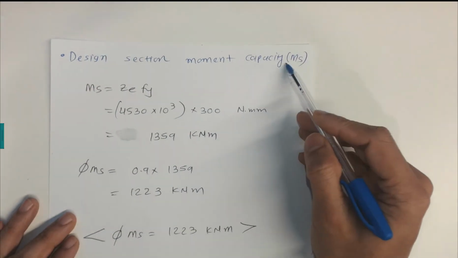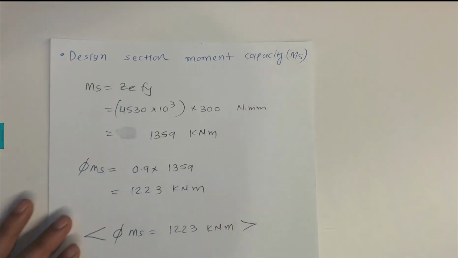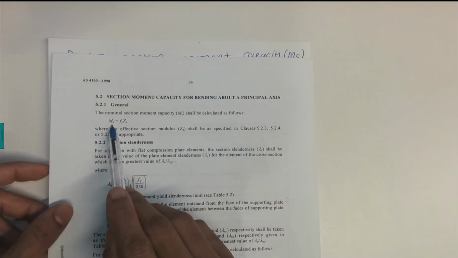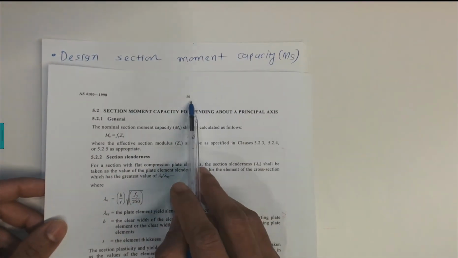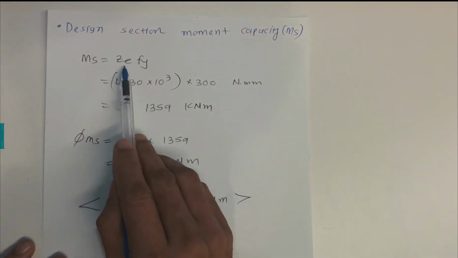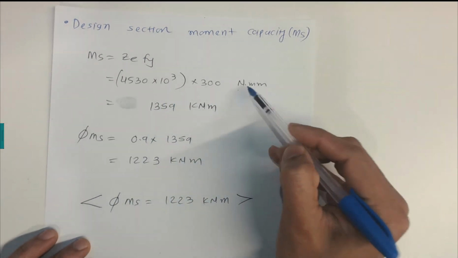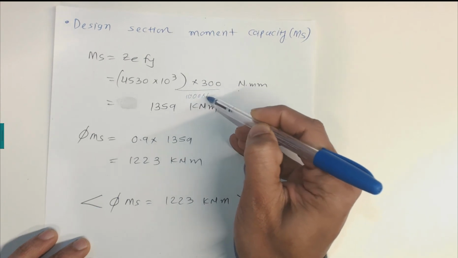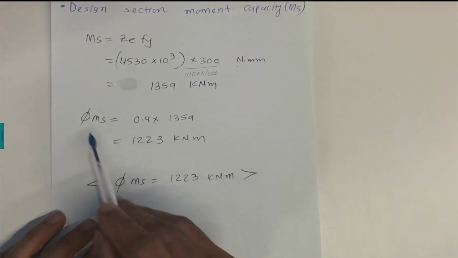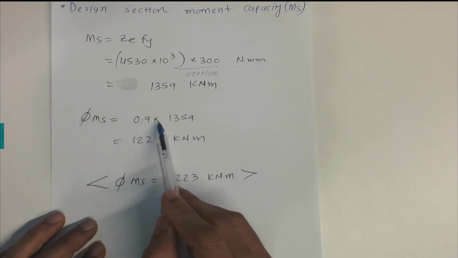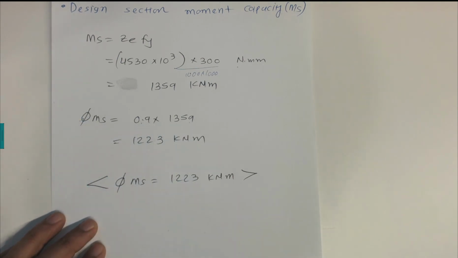Once you find the effective modulus, the last step is to find the design section moment capacity MS, and MS has the equation ZE times Fy, given in clause 5.2.1. MS is equal to Fy times ZE, on page number 50. We substitute the ZE value we just calculated, 4530 times 10 to the power 3, times 300 Fy. This is in newton millimeters, so we need to divide by 1000 times 1000 to convert into kilonewton meters. We multiply by the steel safety factor, 0.9 times 1359, and we get 1223 kilonewton meters.